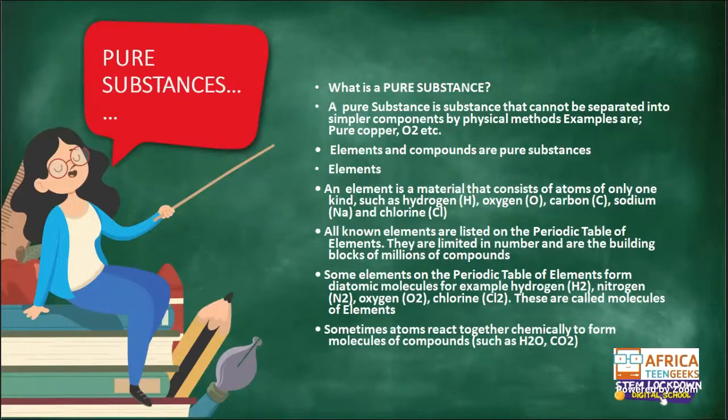Elements and compounds are what? Pure substances. So examples of a pure substance are elements and compounds.